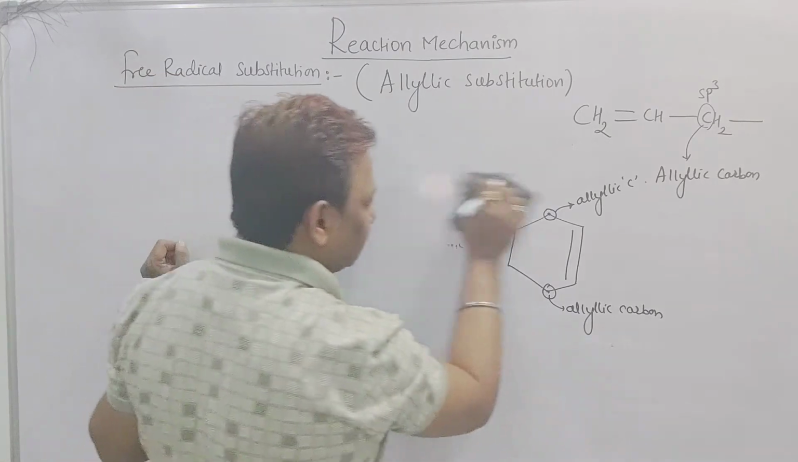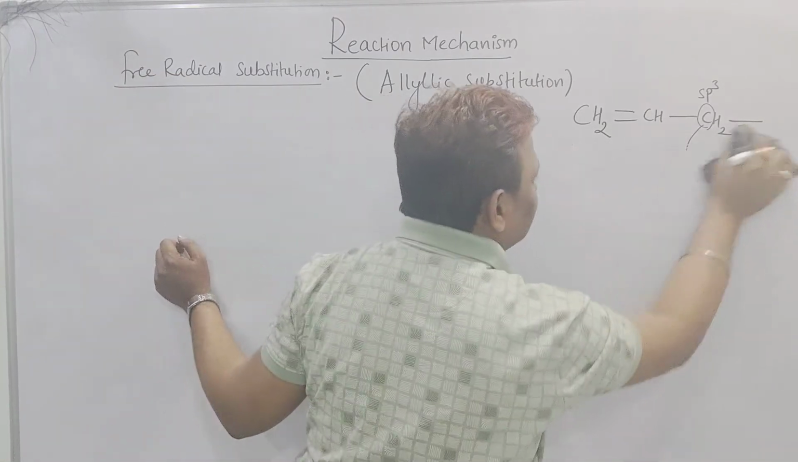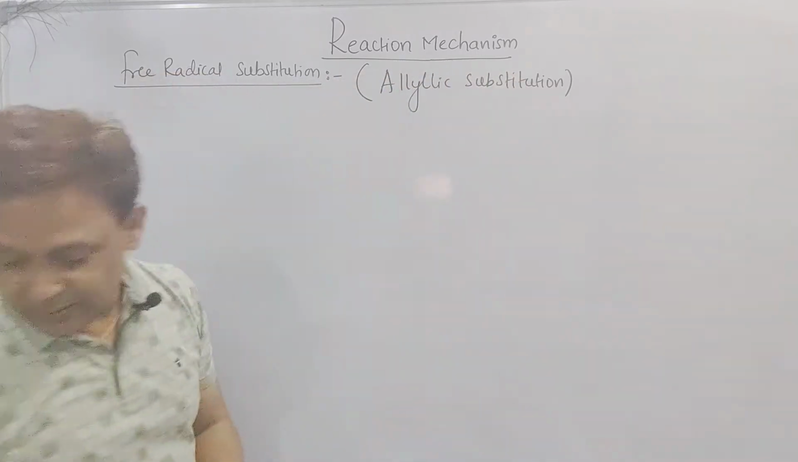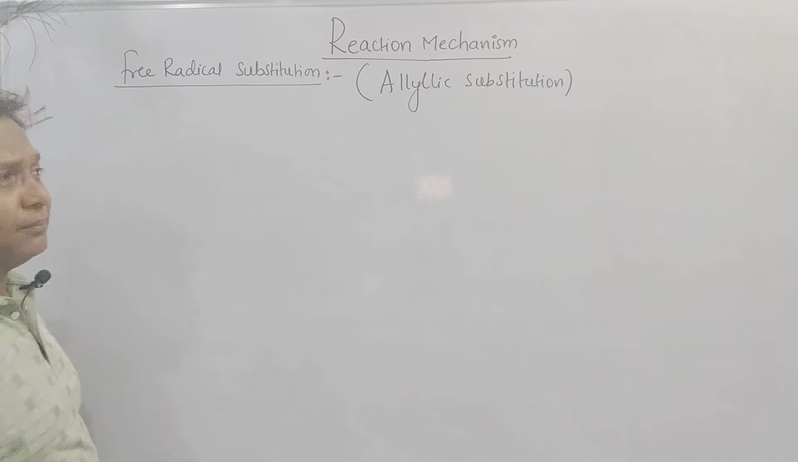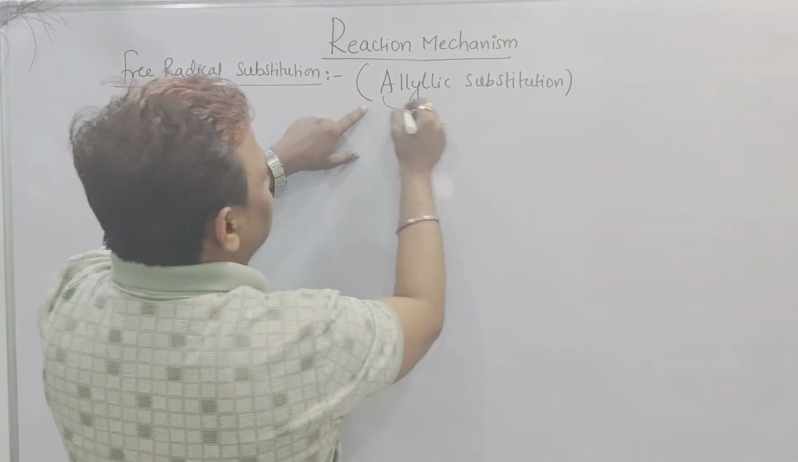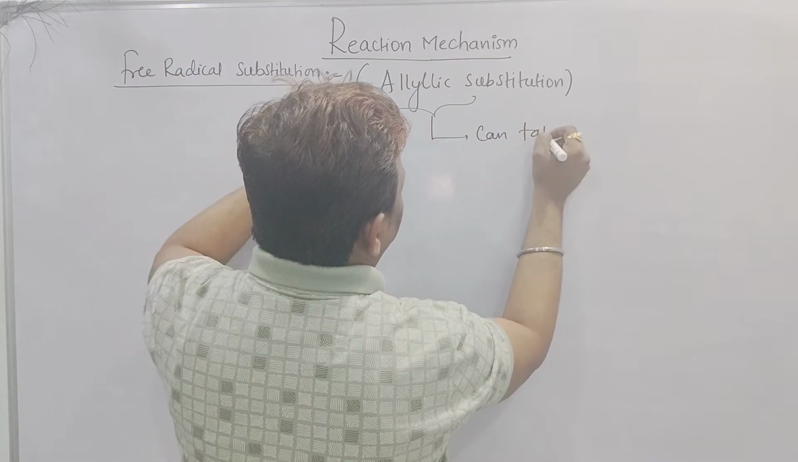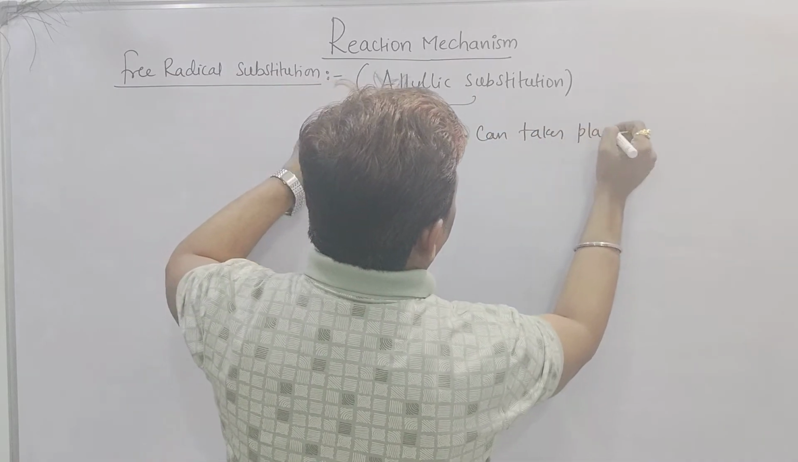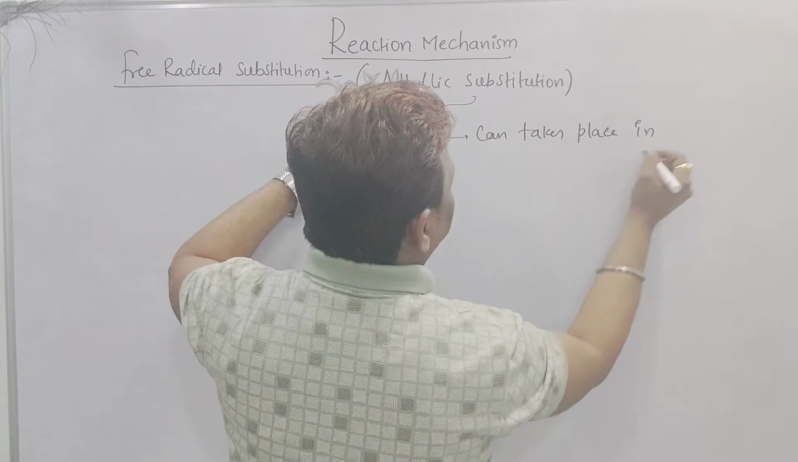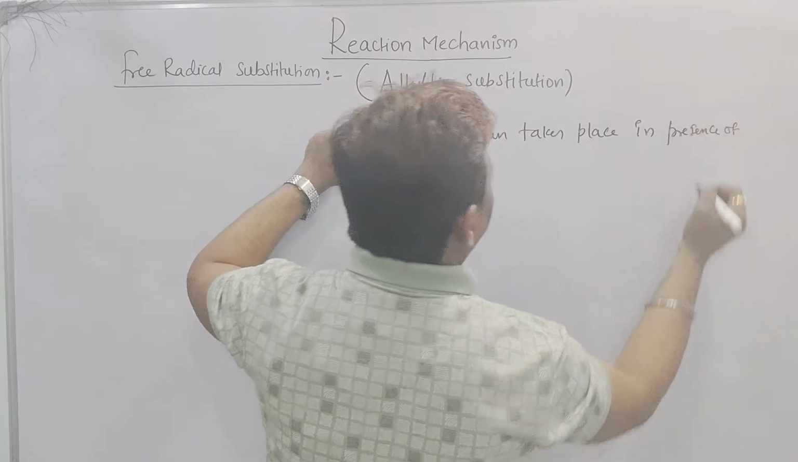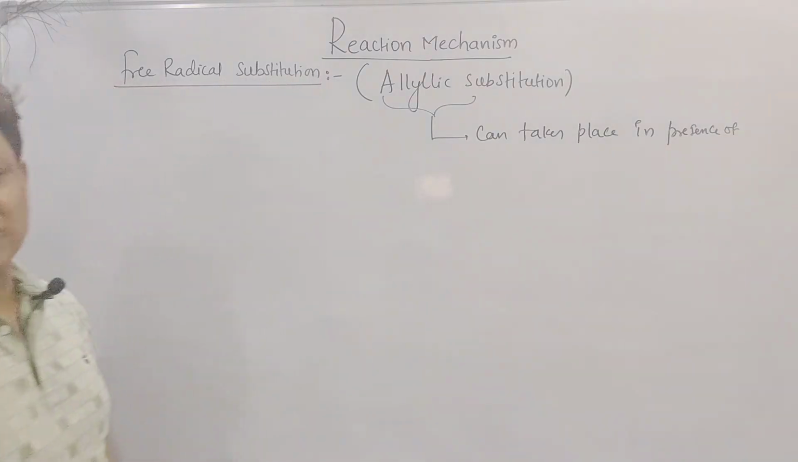In this video, I explain the position of allylic carbon. That one we did. But the next one we will see now. This allylic substitution can take place in presence of what? So I will tell you. So allylic substitution can take place in presence of what?